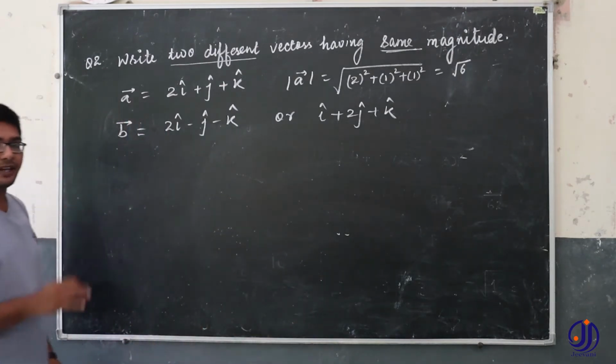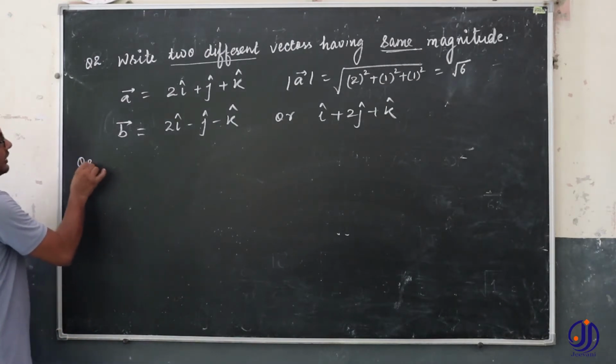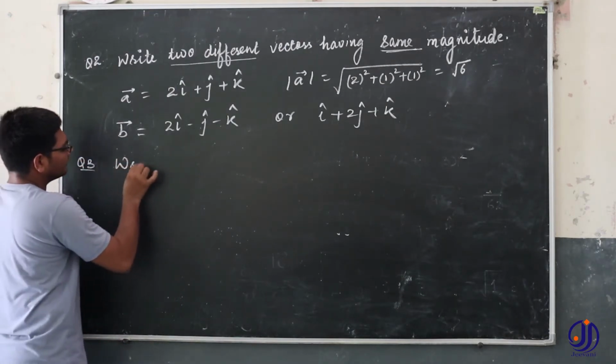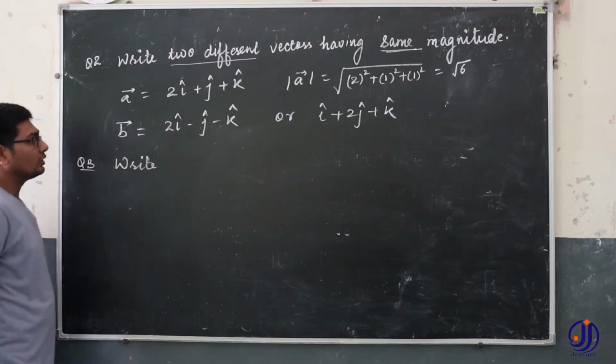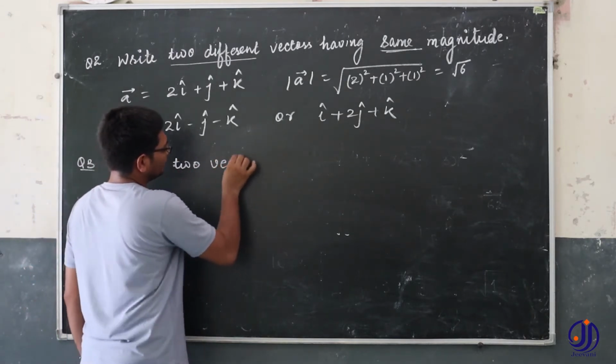So in a similar manner, question number 3 is given. In question number 3, we have to write two vectors of different magnitude.